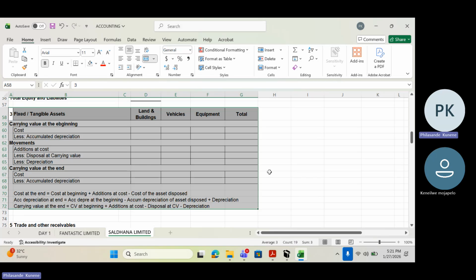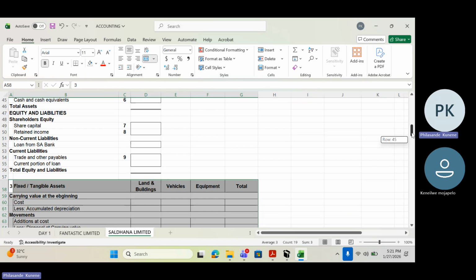Fixed assets will be key for most of the topics that we're going to do. It will always be included somewhere, somehow: income statement, balance sheet, even when we're doing fixed assets separately, and the cash flow statement. So I want you to master this now, because it is the heart of accounting. That's what I can say.